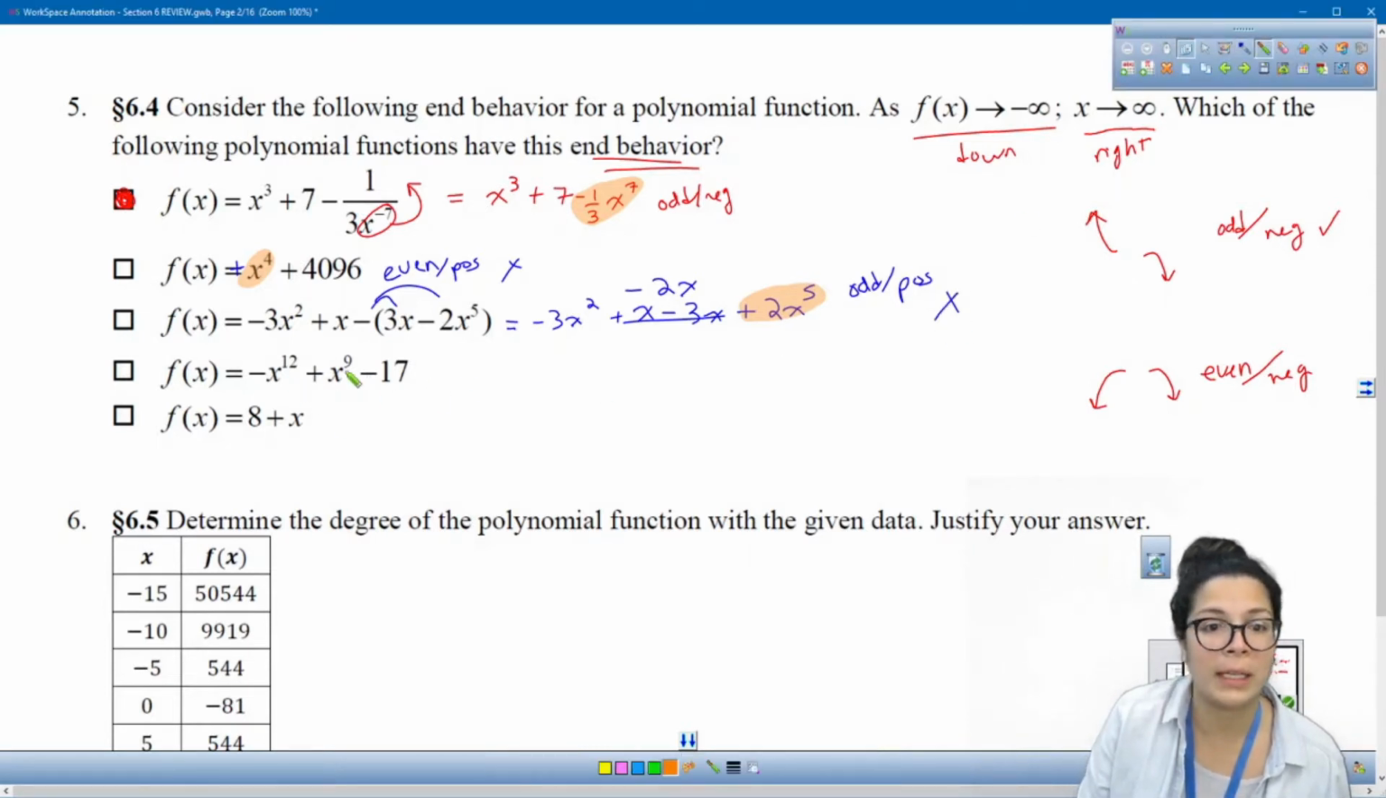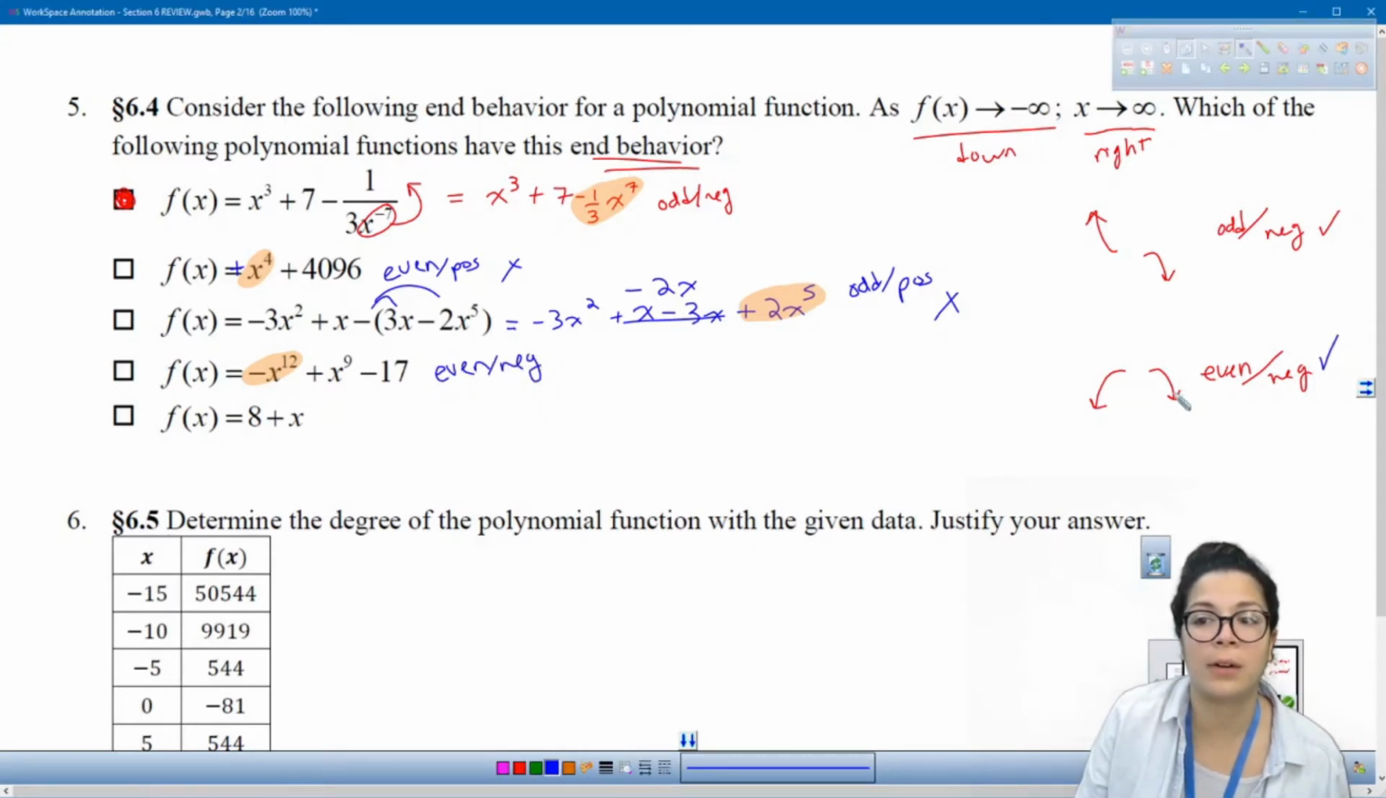We have our leading term, the term with the highest power, right here. So this one, the power is even and the coefficient is negative. So that is one of our criteria, right? Both sides are going down, so the right side will go down. That is also an answer.